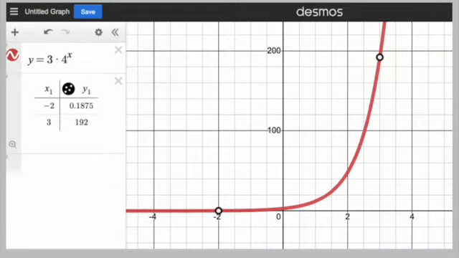And just to show you graphically how this works, I went ahead and went to Desmos. I graphed the equation y equals 3 times 4 to the power of x, plotted the 2 points. You can see the 2 points right over here, and you can see obviously the exponential function that goes through those 2 points. So that's further proof that the equation we came up with actually works.